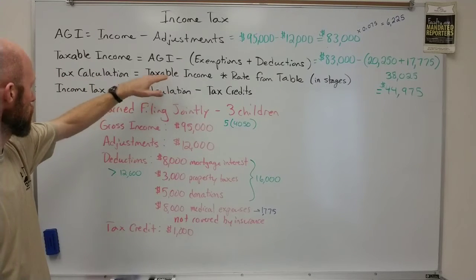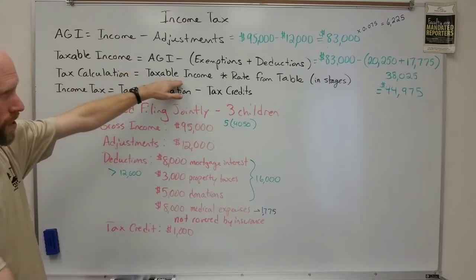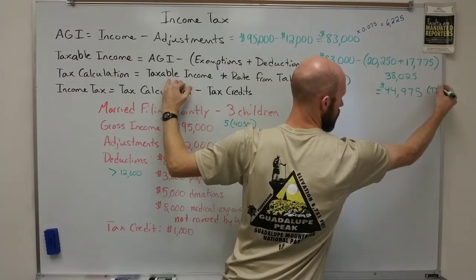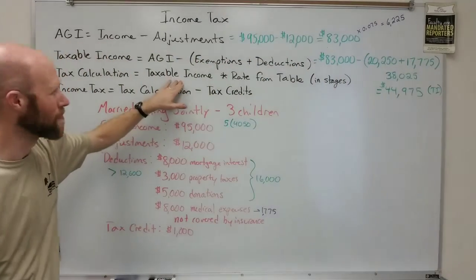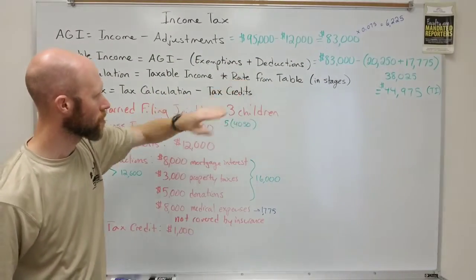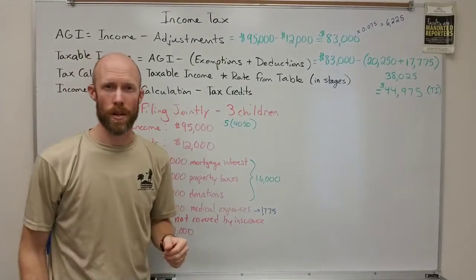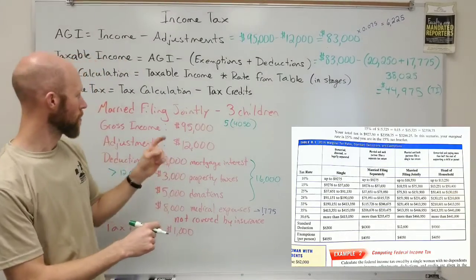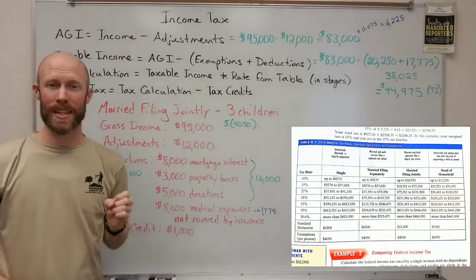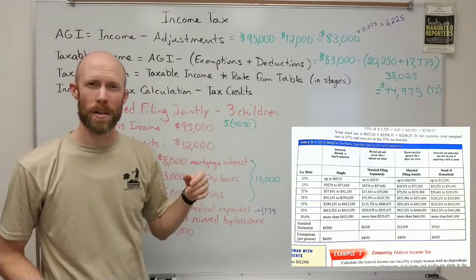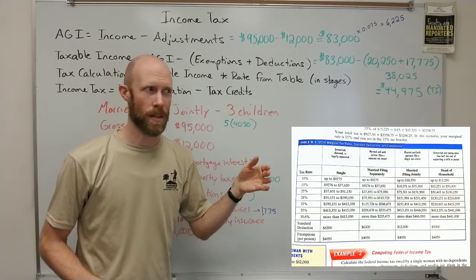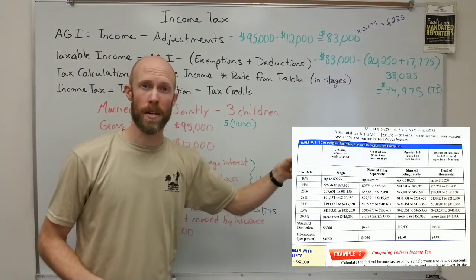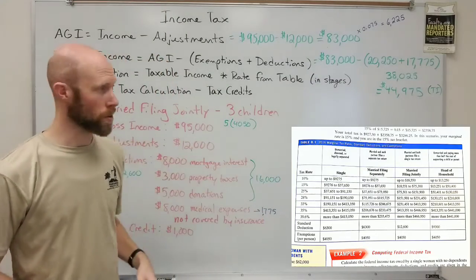Now my tax calculation is this taxable income. I'll call it TI, taxable income. And I've got to do the rate from the table in stages. Okay, so here's the table. Again, we want the married filing jointly column. So you've got the single column, the married filing separately column, and then the married filing jointly column. So it's the third one over.